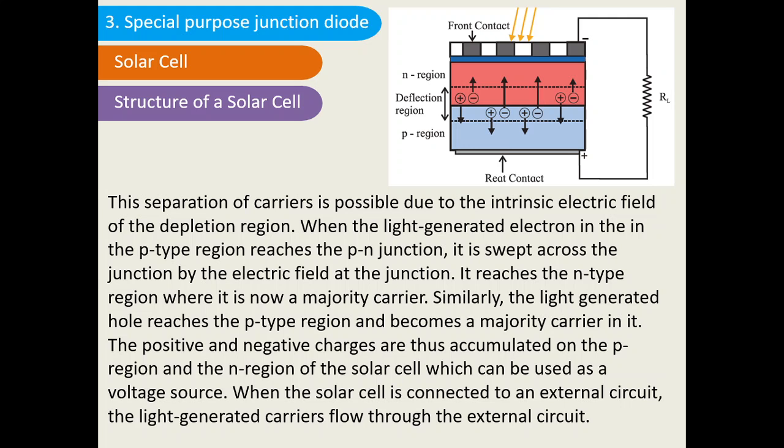Similarly, the light-generated hole in the N region is the minority charge carrier. It reaches the P region and it becomes the majority charge carrier there because of this intrinsic electric field only. And it is not going to come back to the N region because we are not supplying any external voltage to the solar cell such that if it is greater than 0.7 volts, then the current will be passed through the solar cell. So we are not doing this.